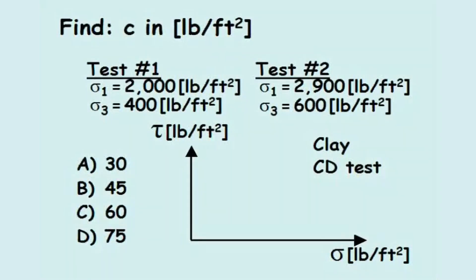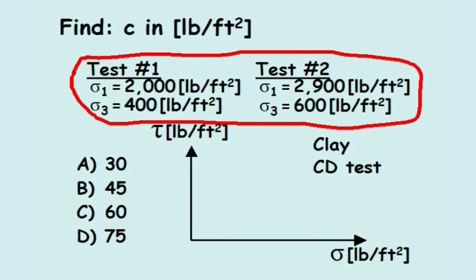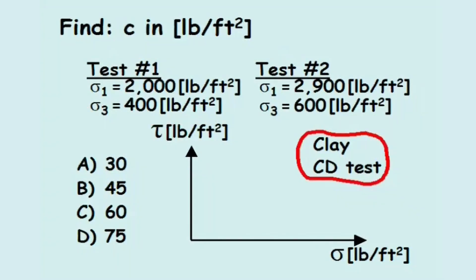Find the cohesion, C, in pounds per square feet. In this problem, we are provided the major and minor principal stress values at failure for two triaxial tests. And we know that the soil is a clay in the consolidated drained condition.